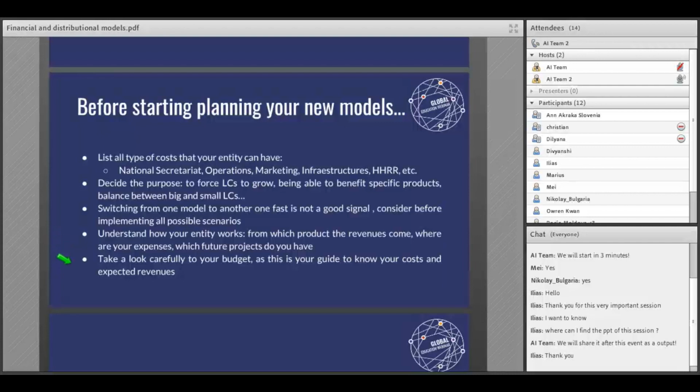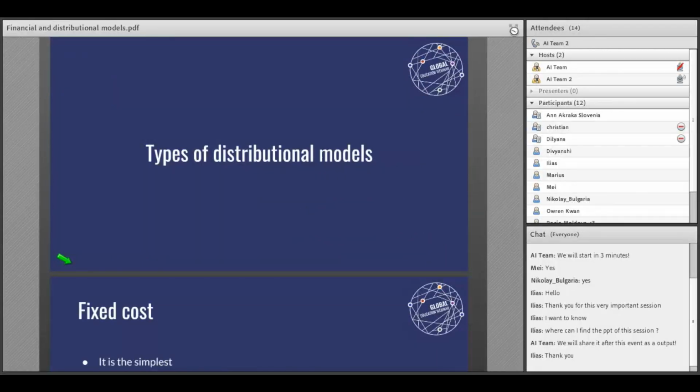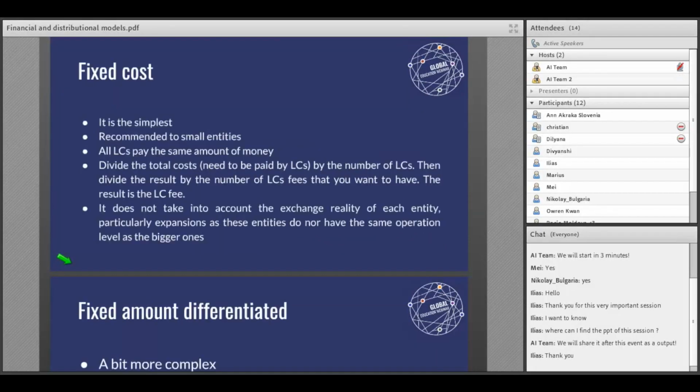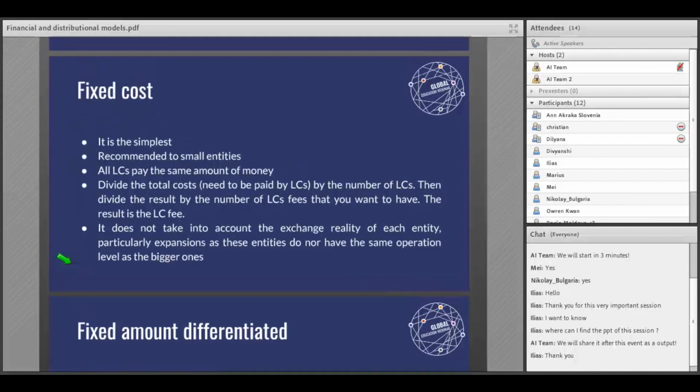Next, you need to understand how your entity works. Which product revenues come more or come less? Where do your expenses go? Which future projects do you have? And what are the urgent expenses that you need to complete? Then you need to take a careful look at your budget, as this is your guide to know your costs and expected revenues. So after all of the listing, deciding the purpose, switching, and understanding, you need to of course take a look back and review it all over again.